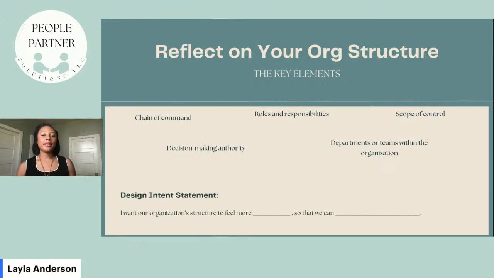The key elements in org structures, as we covered today, are the chain of command, the roles and responsibility, the scope of control, decision making authority, and which departments and teams even exist within your org. I think it's important as leaders to take the time to reflect on these elements and understand, are they clearly defined? Are they siloed? Do we have a flat structure?